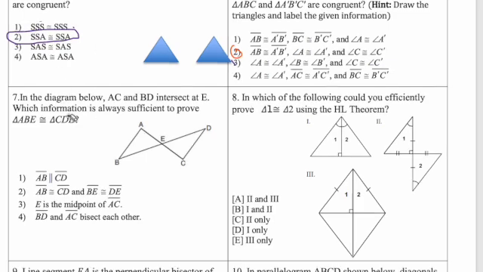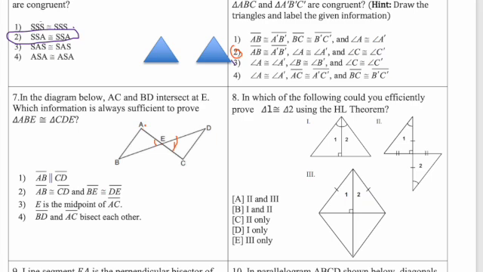So number 7, in the diagram below, AC and BD intersect at E. So not bisect, intersect. So we know about these angles because they form vertical angles, but we don't know anything else about congruency in the side lengths because they intersect, they don't bisect. Which information is always sufficient to prove triangle ABC is congruent to triangle CDE?